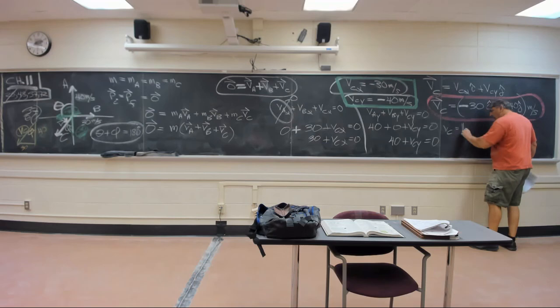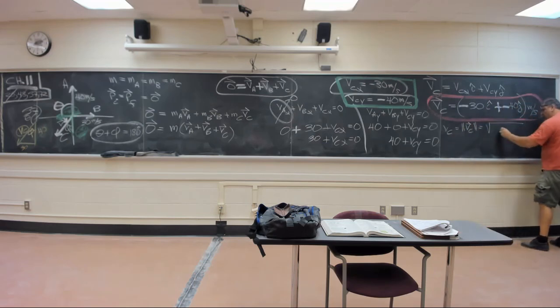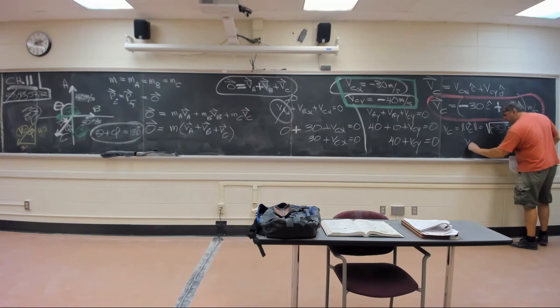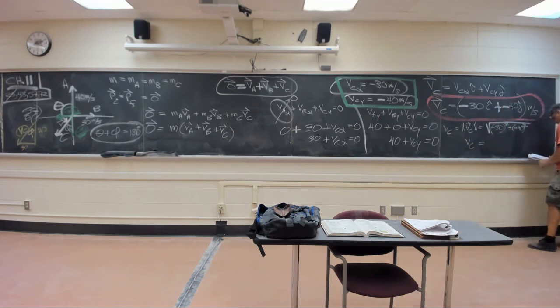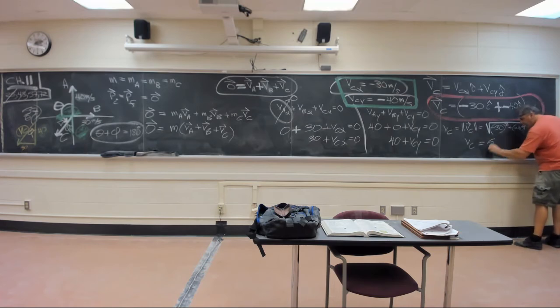VC equals the magnitude of the VC vector, which equals the square root of the sum of the squares of the components, the square root of that sum. This is a 3, 4, 5 triangle, guys. When you do that, you get VC equals 50 meters per second.